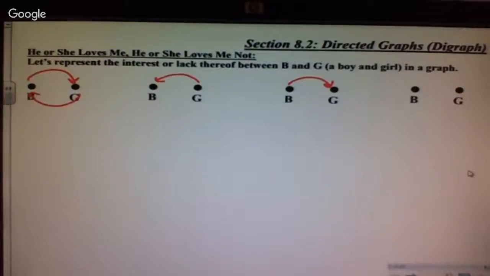Or, like Zoe and Gianni, ew. And Gianni's like, ew. So they don't like each other, which means there is no relationship, so there is no direction. So that's what we're about to get into.